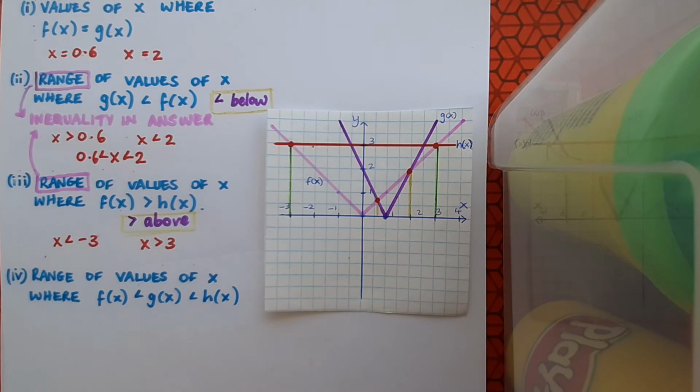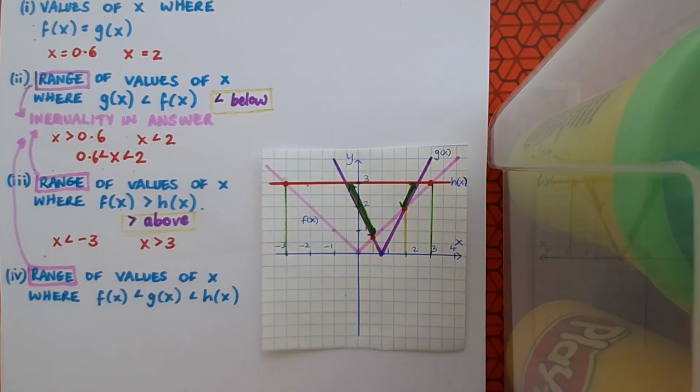For our final example, let's estimate the range of values of x where f of x is less than g of x is less than h of x. Okay, first of all, we need to interpret what this means. Well, as before, range just tells me to use inequalities in my answers. But the bit of this question that stands out is the statement here, f of x less than g of x less than h of x. An easier way to look at this would be to think of g of x as being between these two functions. So g of x is greater than f of x and less than h of x. So visually, where is the purple function above the pink function and below the red function?